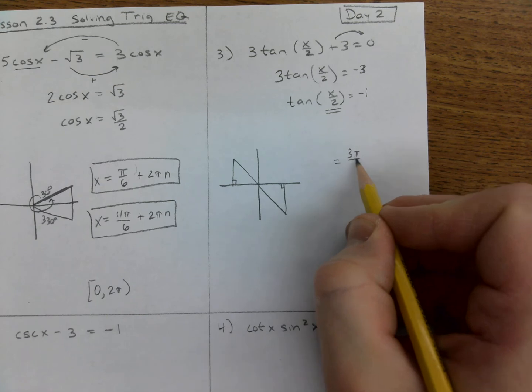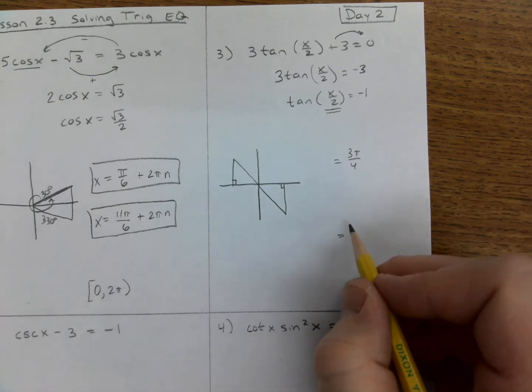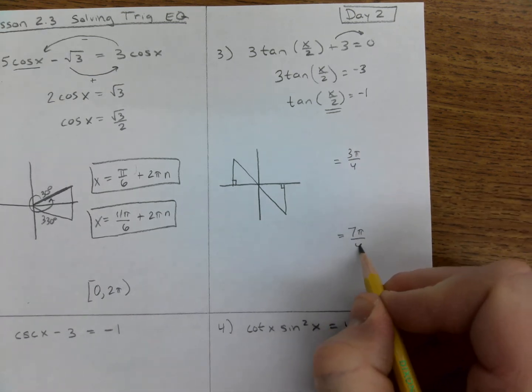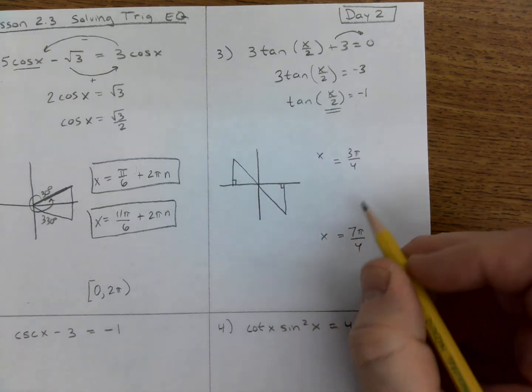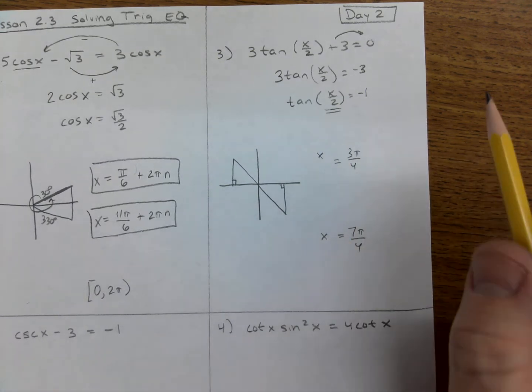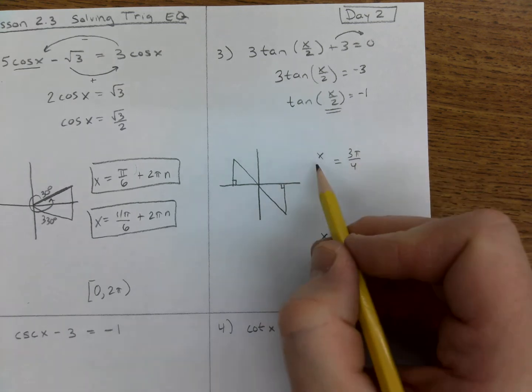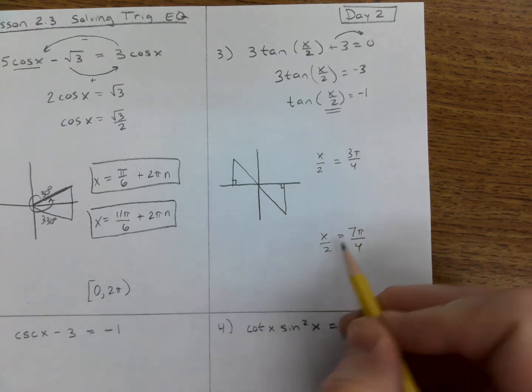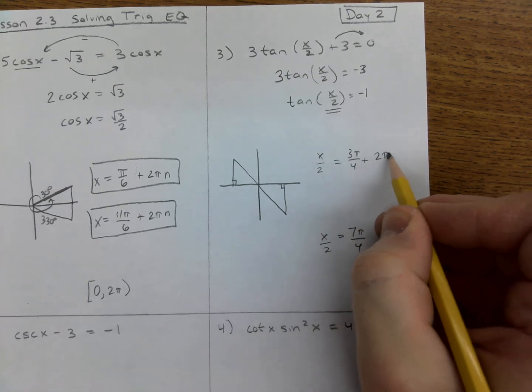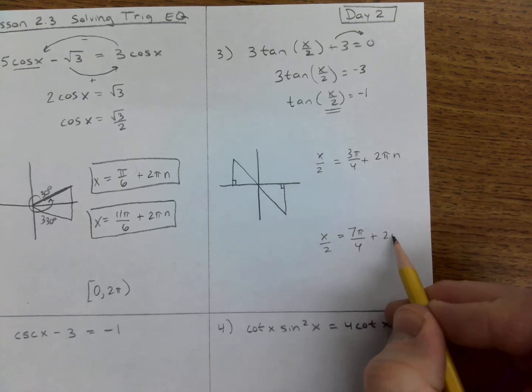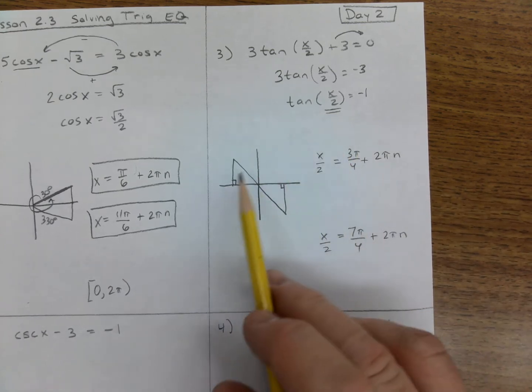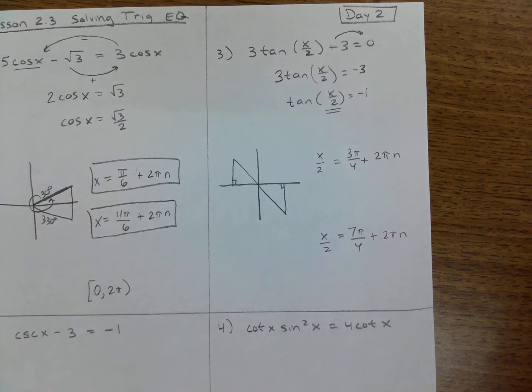3 pi over 4 and 7 pi over 4. And those are the 2 locations. However, 2 things. Number 1, we did not solve for x. We solved for x over 2. And if we want to cover all of the angles, we're going to add on this to this.